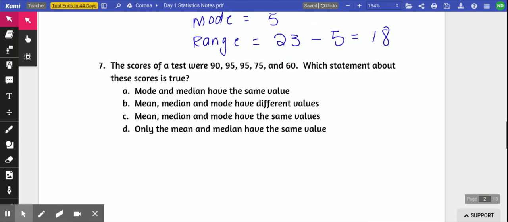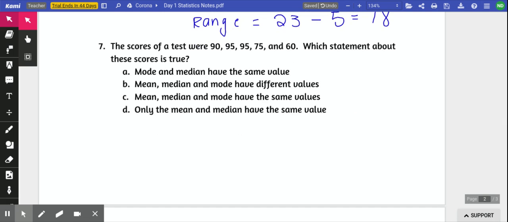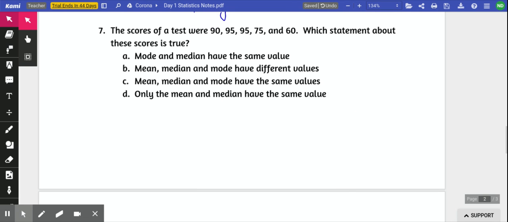Okay, number 7, same type of question where we'll have to take the time to find all measures of central tendency. So it just requires a bit more work, but procedures are remaining the same. So for number 7, it says the scores of a test were 90, 95, 95, 75, and 60. Which statement about these test scores is true? So again, we have to find all of them. We've got to find all measures of central tendency. So I'm first going to start with the mean.